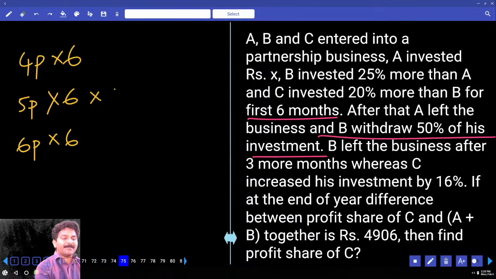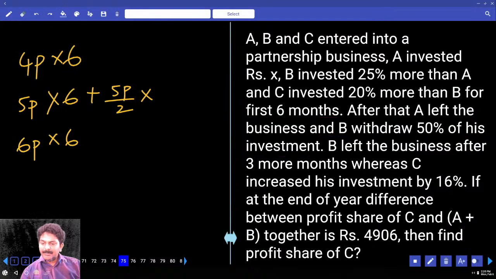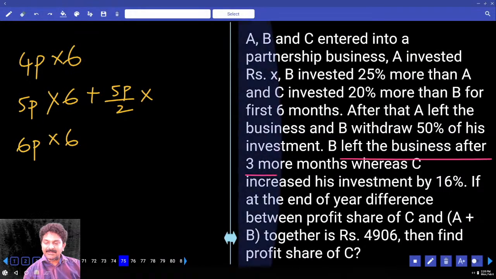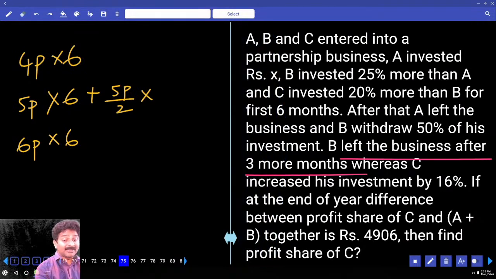B's investment is 5 parts. If 50% is taken out, remaining is 2.5. I'll write it as 5 parts by 2. Into time, the time would definitely be an even number, so the denominator can be cancelled. Don't worry about it. Next, B left the business after 3 more months. Oh, it is not even. After 3 more months, B left.